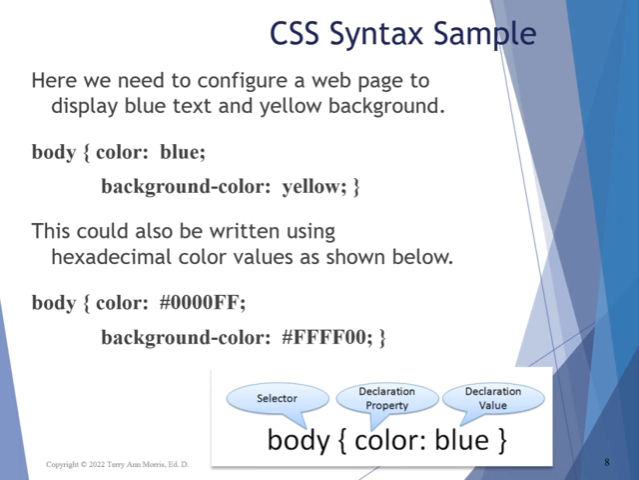Looking at the CSS syntax example, here we need to configure a web page to display blue text and yellow background. So we declare the body color as blue and the background color as yellow. This could also be written using the hexadecimal color values as shown below. So we have the body color, the hashtag 0000FF. We also have the background color as the hashtag FFFF00. As seen here, the body is a selector and the color is a declaration property, while the blue is the declaration value.